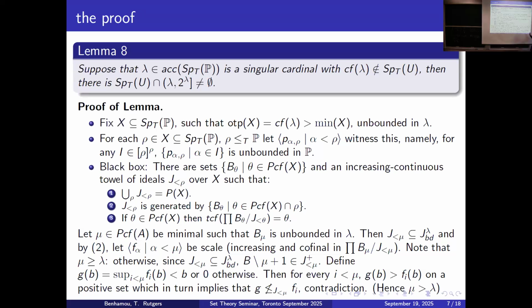And from now on, we're just going to talk about combinatorics of scale, but all I did so far was to produce this ideal, say it's included in the bounded ideal, and concluding that mu has to be greater than lambda. Okay, this is what you need to remember.